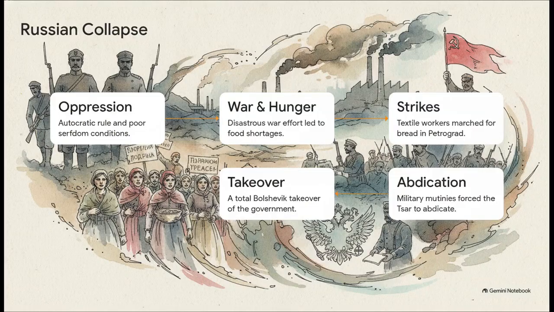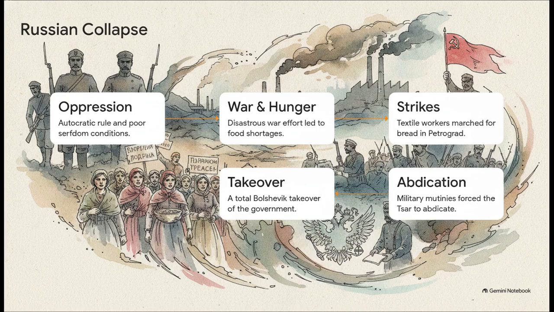It's honestly fascinating how fast a centuries-old dynasty can crumble. It began with those long-standing oppressive conditions, right? Compounded by a disastrous war that caused massive food shortages. But the actual tipping point? In February 1917, hungry women textile workers in Petrograd went on strike, marching through the freezing streets for bread.